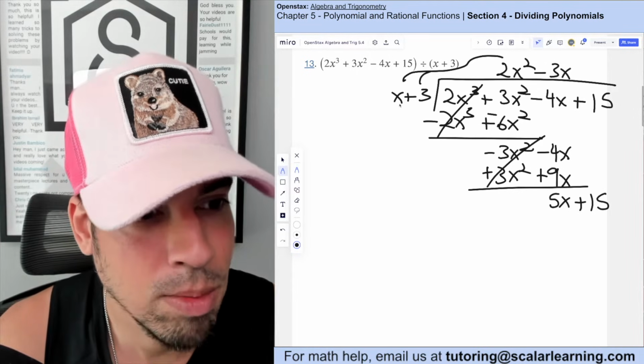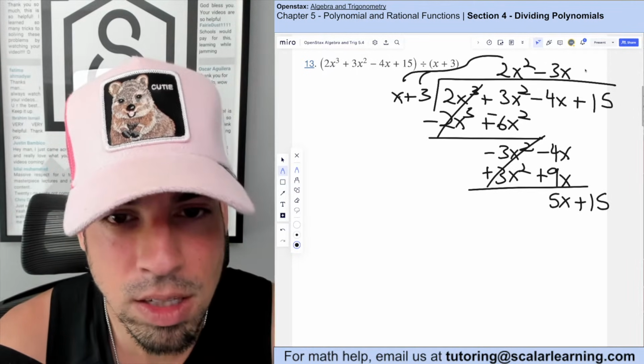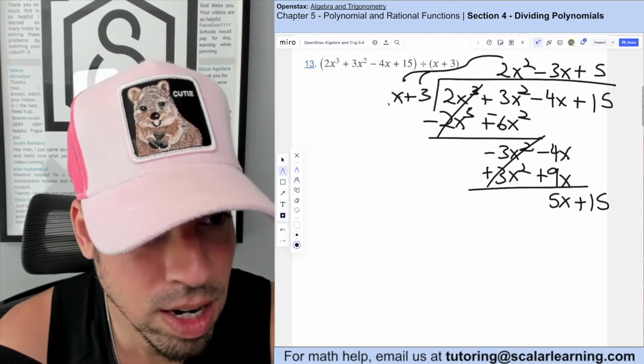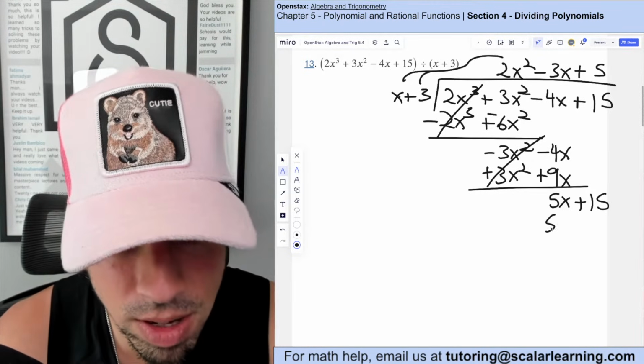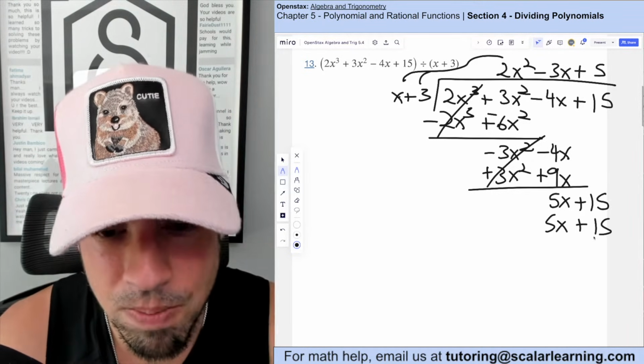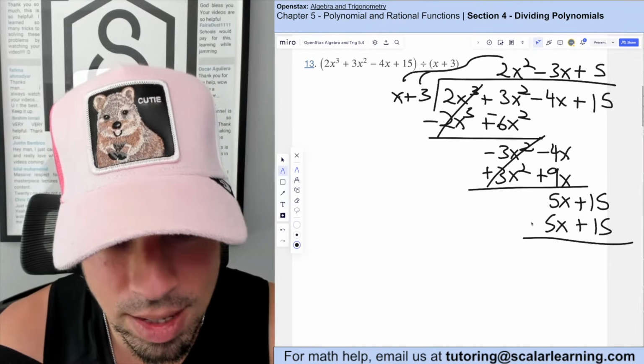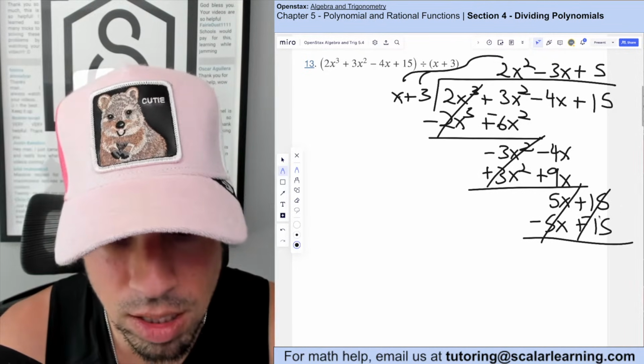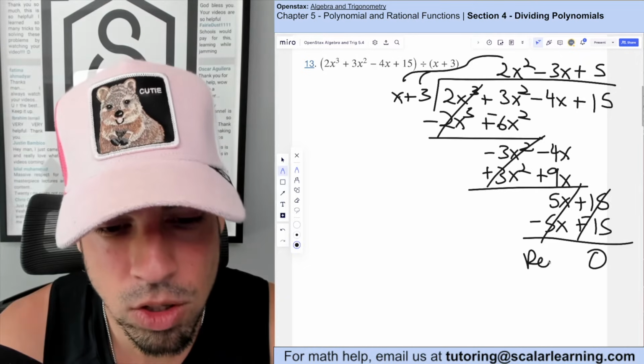Last but not least, how many times does x go into 5x? It goes in 5 times. 5 times both of these. 5 times x is 5x. 5 times 3 is 15. And then again, we subtract, aka negate. Look at that. It cancels. And we get a remainder of 0.